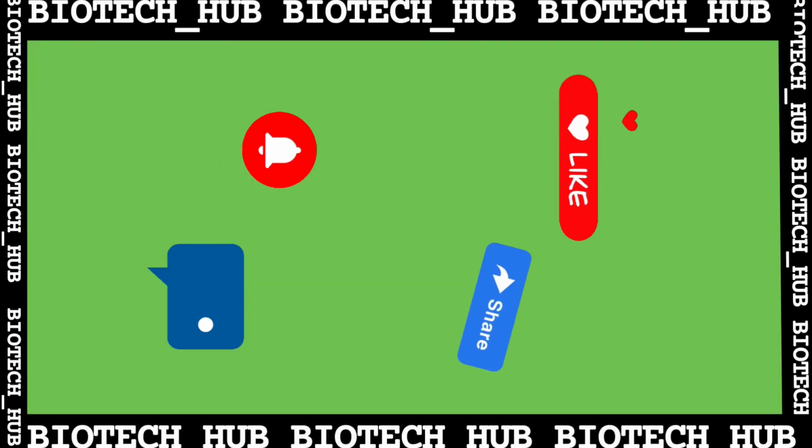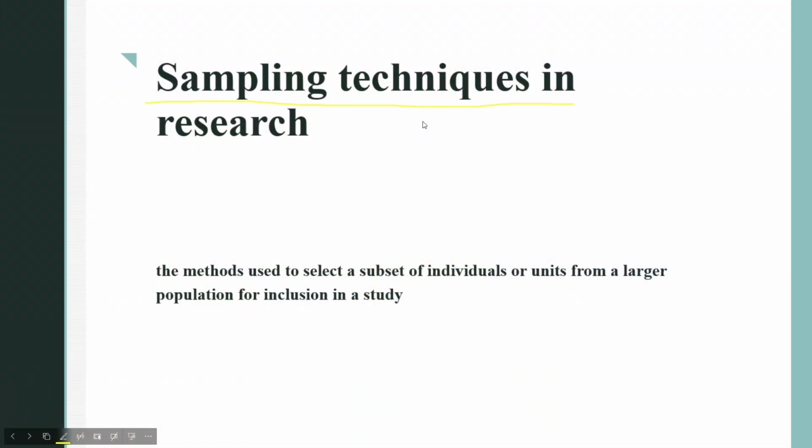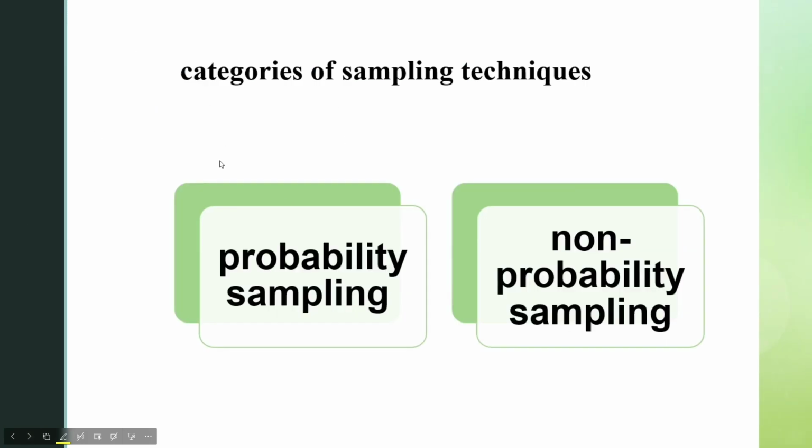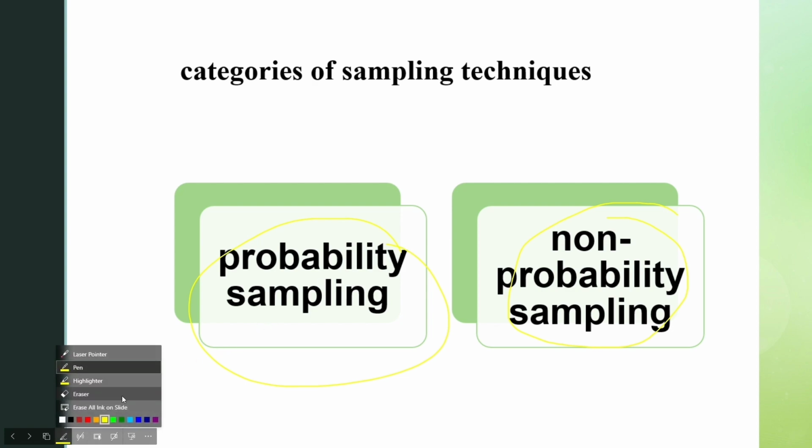We are continuing with our research and methodology series. Sampling techniques in research. Basically, sampling techniques refer to the methods used to select a subset of individuals or units from a larger population for inclusion in a study. Sampling is crucial for ensuring that the research findings are representative and generalizable to the population of interest. There are mainly two categories of sampling: probability sampling and non-probability sampling. Let's dive deep into both these sampling types.